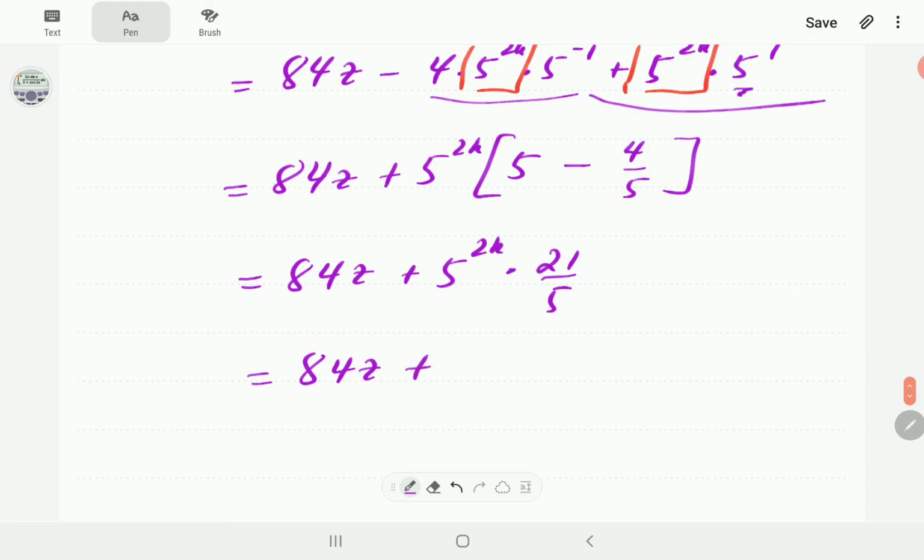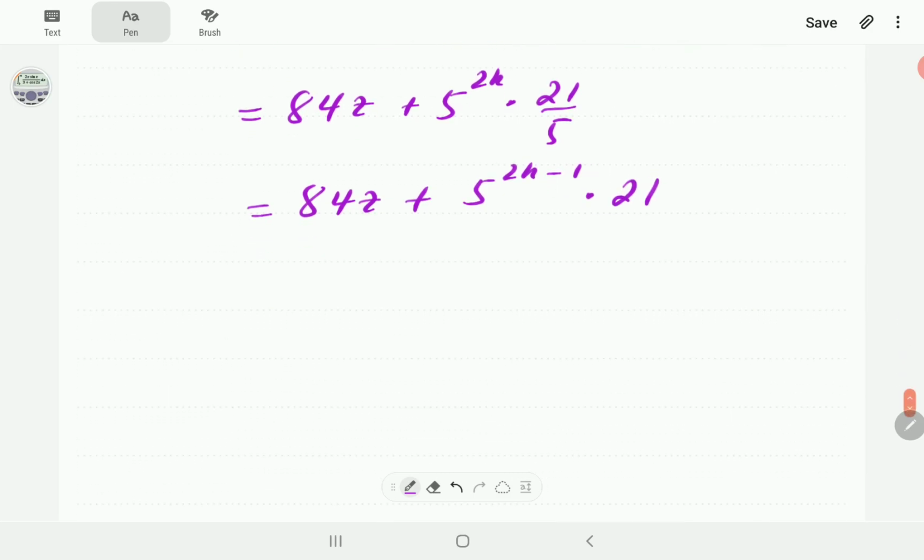Then if we like, we can write this as 5 to the power 2k minus 1. That's going to be coming from this one here, the minus 1. Then times 21. And then now both terms have got 21 as a common factor. So this is going to be 21 times, in brackets, 4z plus 5 to the power 2k minus 1.